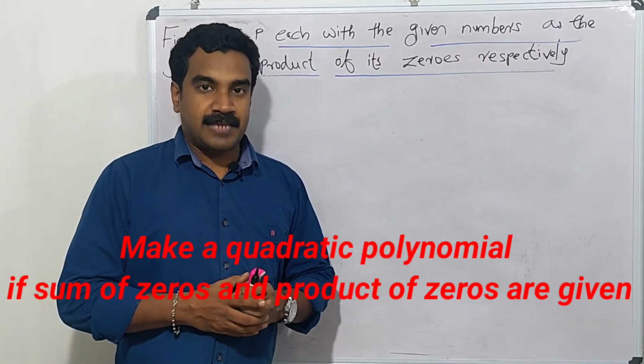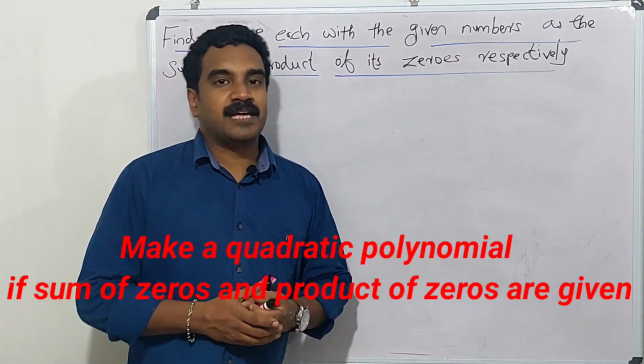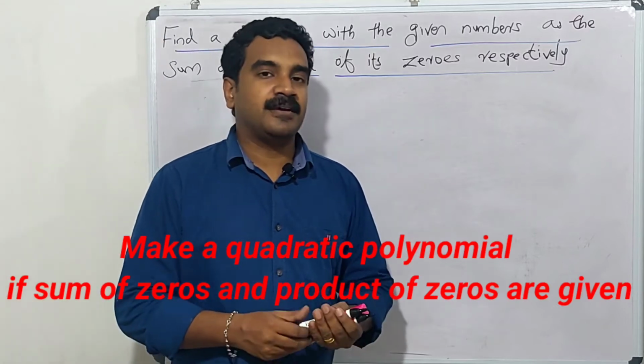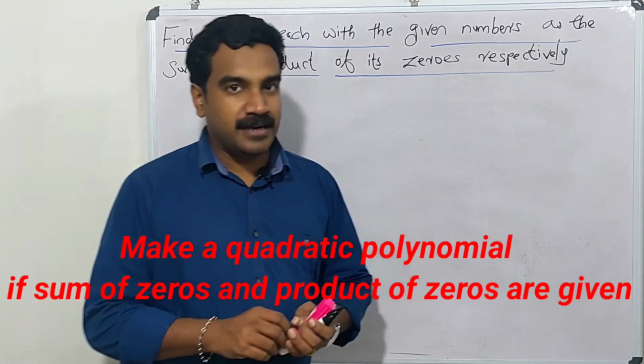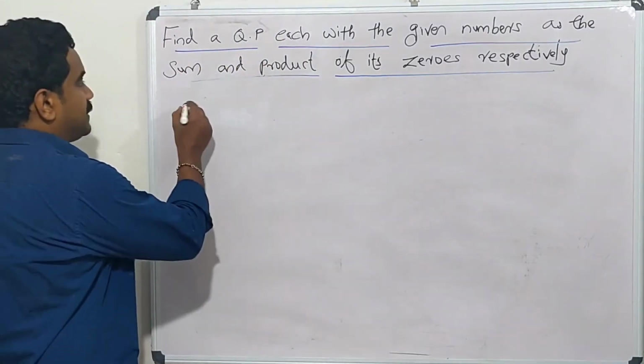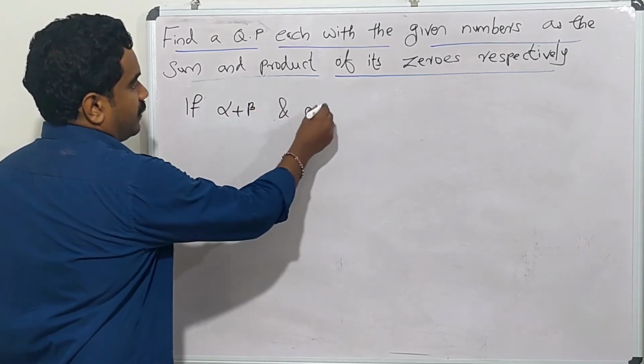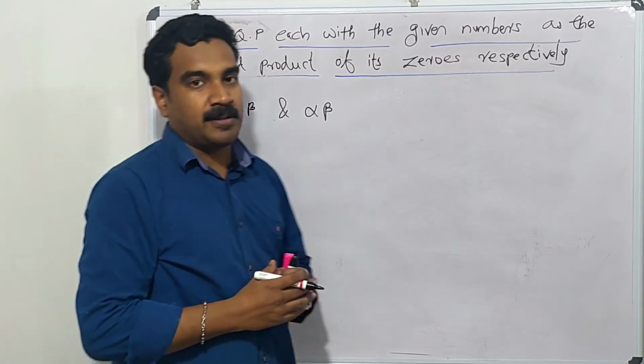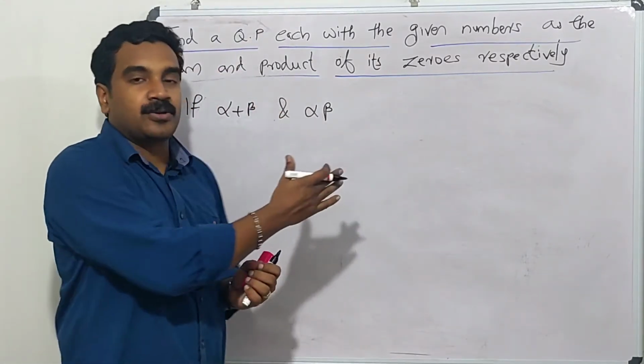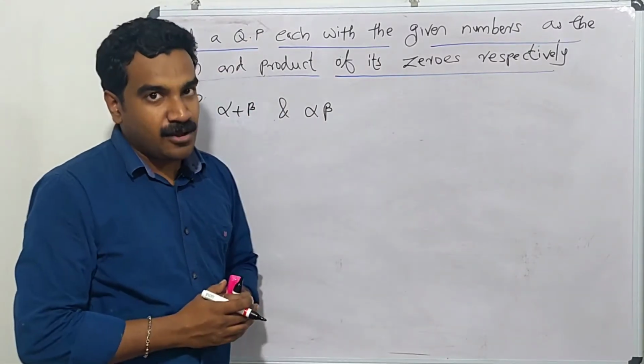Welcome to new topic in the chapter polynomial. If sum of the zeros and product of the zeros are given, how can we make a quadratic polynomial? The method is very simple. If alpha plus beta and alpha beta are given, how can we make a quadratic polynomial? That is, sum of the zeros and the product of zeros are given, how can we make a quadratic polynomial?